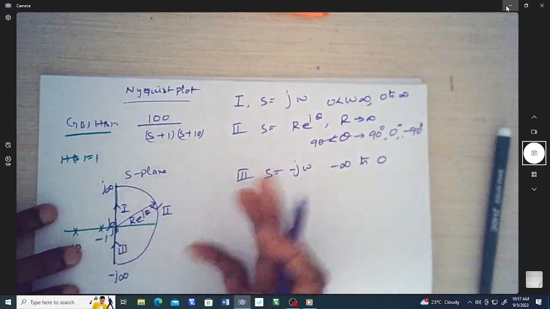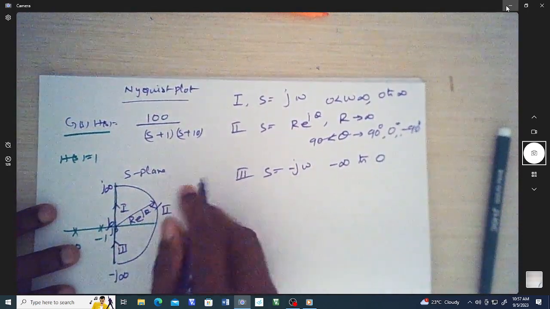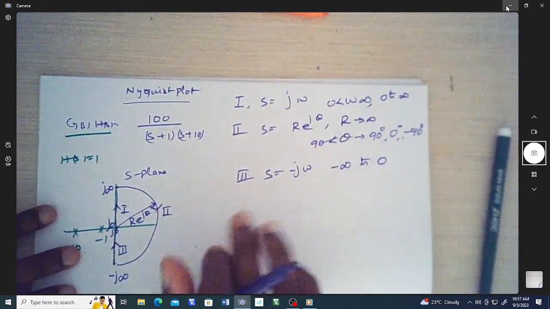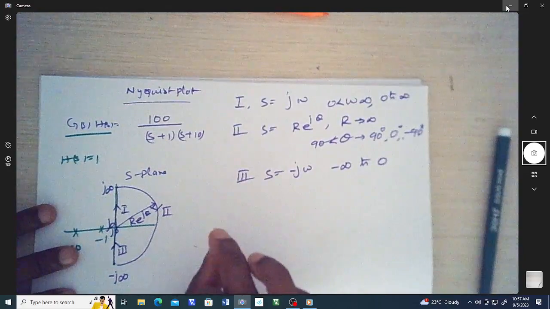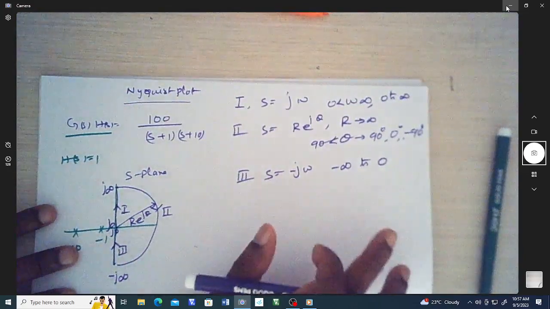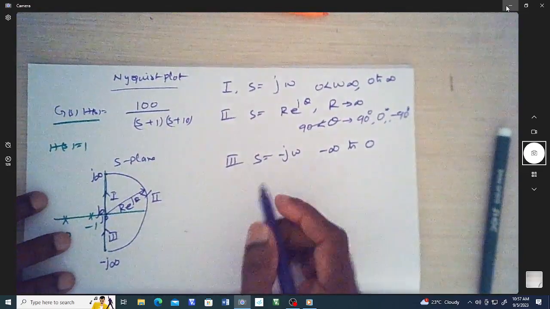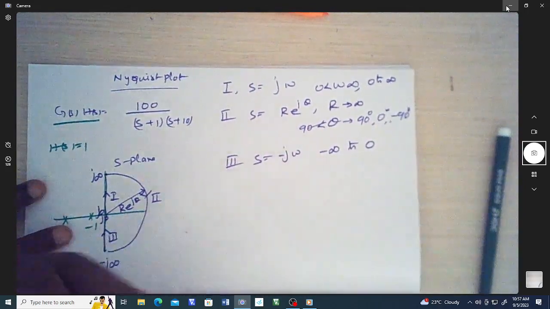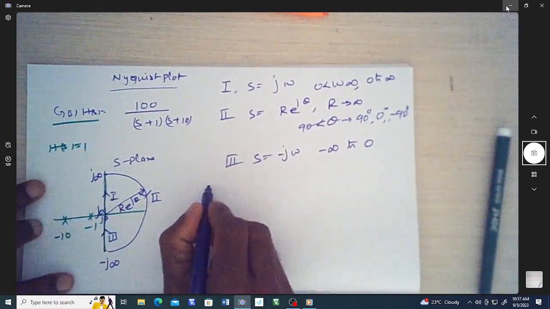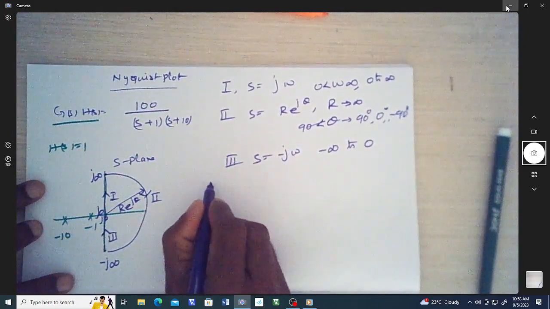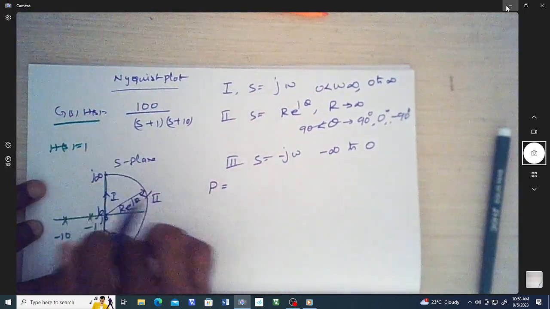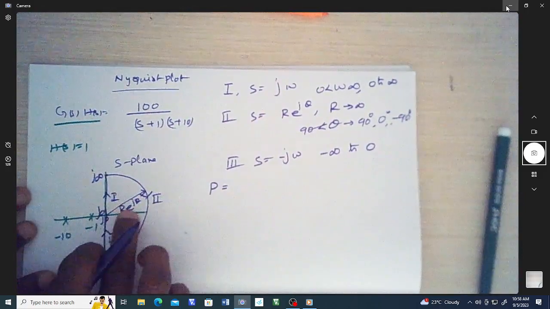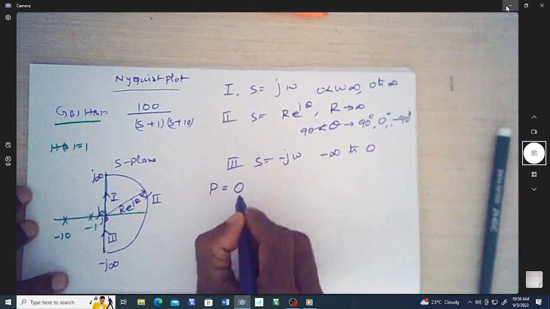Now to know the stability of the system, we need to know how many closed loop poles are there in the right hand side of the S plane. Suppose we have even one closed loop pole in the right hand side of the S plane, we say the system is unstable. So first and foremost thing in the Nyquist plot is to identify the number of open loop poles that are enclosed by the contour. Since none of the poles are enclosed by this contour, P is equal to 0.